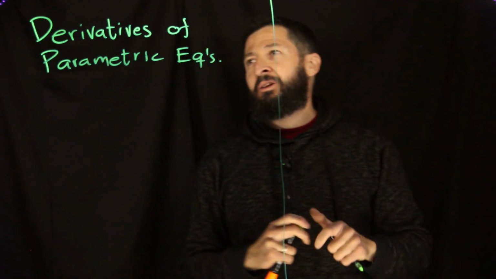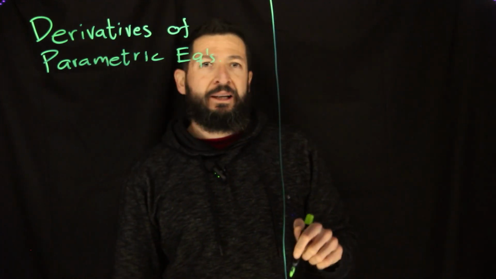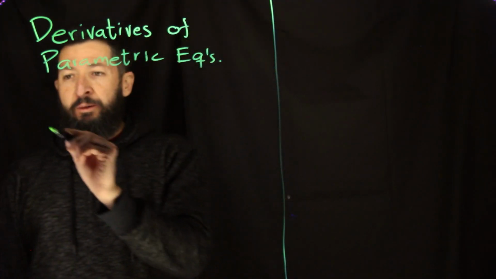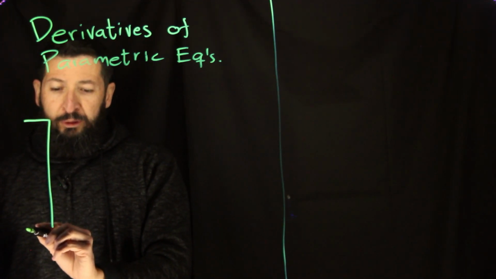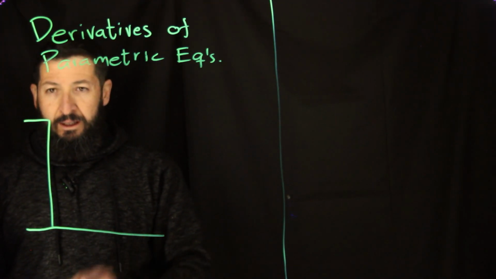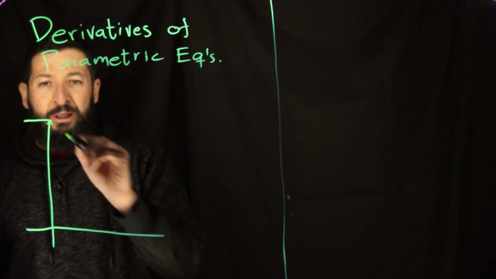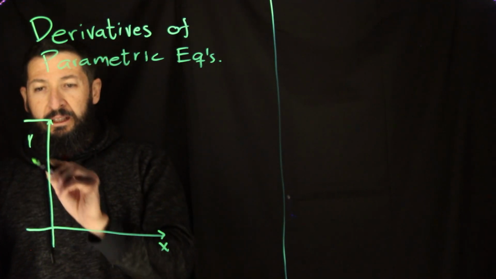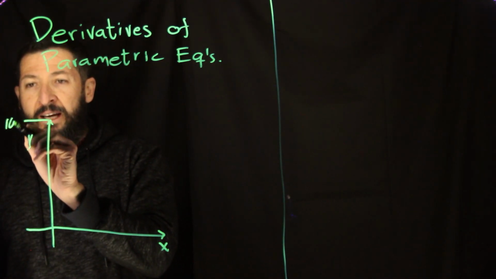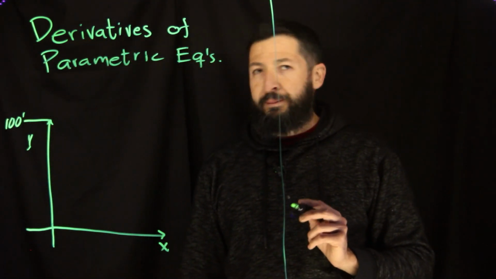Alright, so today we're going to talk about derivatives of parametric equations. I want to try to motivate this with an example. Let's say we have some sort of building. This is going to be my coordinate axis as well, so if you want to think about this as xy. And let's say that here the height of the building is 100 feet.